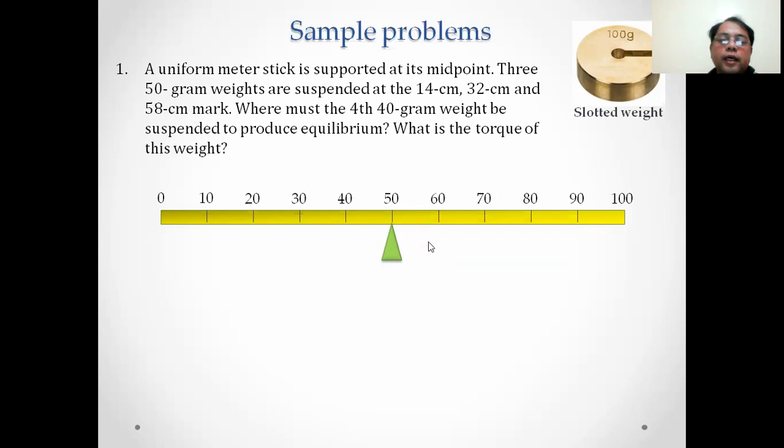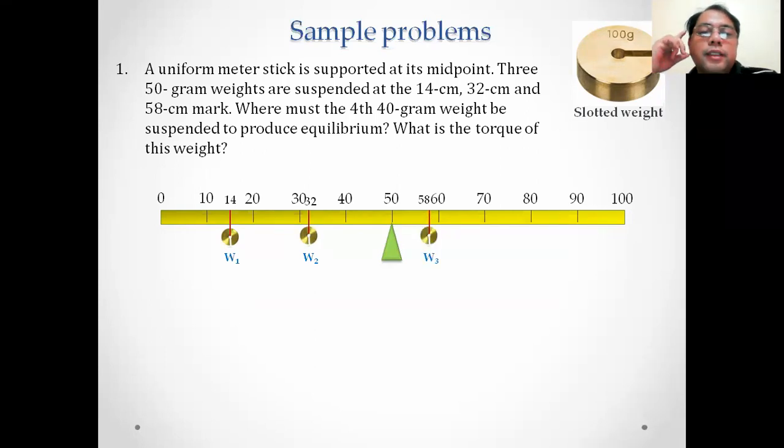So we have three 50-gram masses. So two masses are on the left and one is on the right. Do you think it will be balanced if we attach the masses? So we placed one at 14 cm, the next at 32, and the other at 58. Do you think we will be able to balance the 3 masses here?